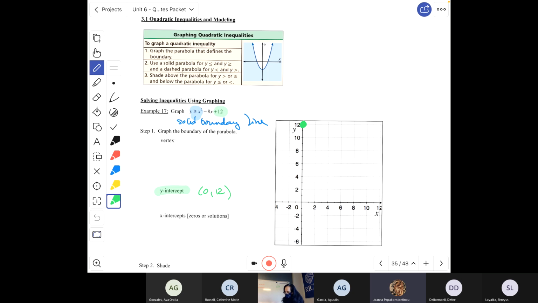Now what do you want to find? Okay, let's find the vertex. So to do that, I need to know negative b over 2a, which is negative, what's b? Negative 8, right? That's b. And that's over 2 times a, which is a.